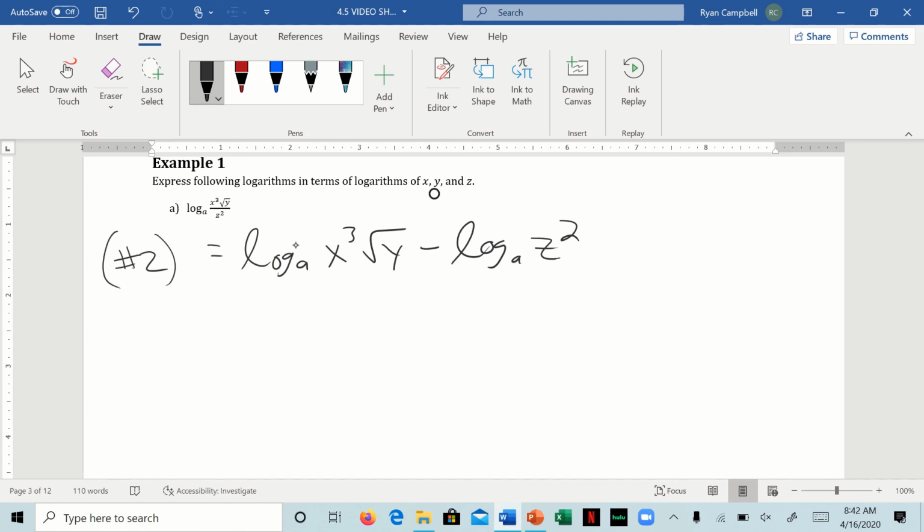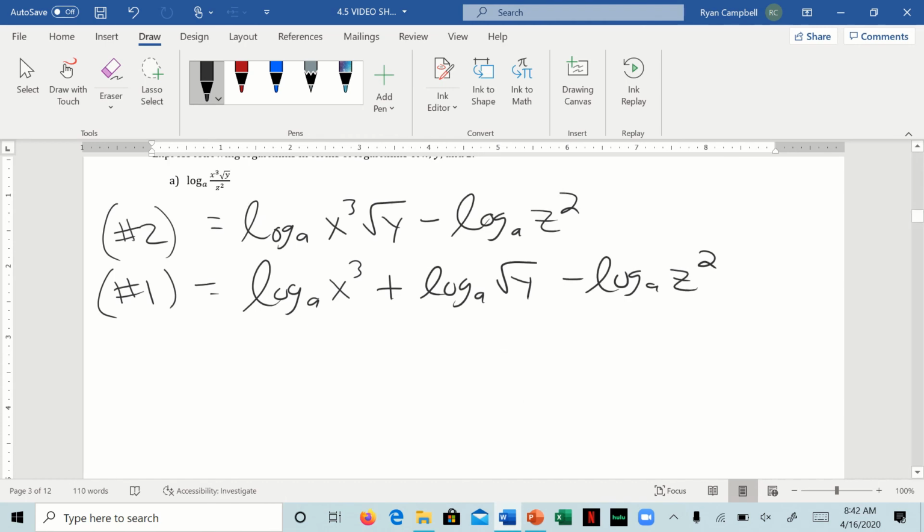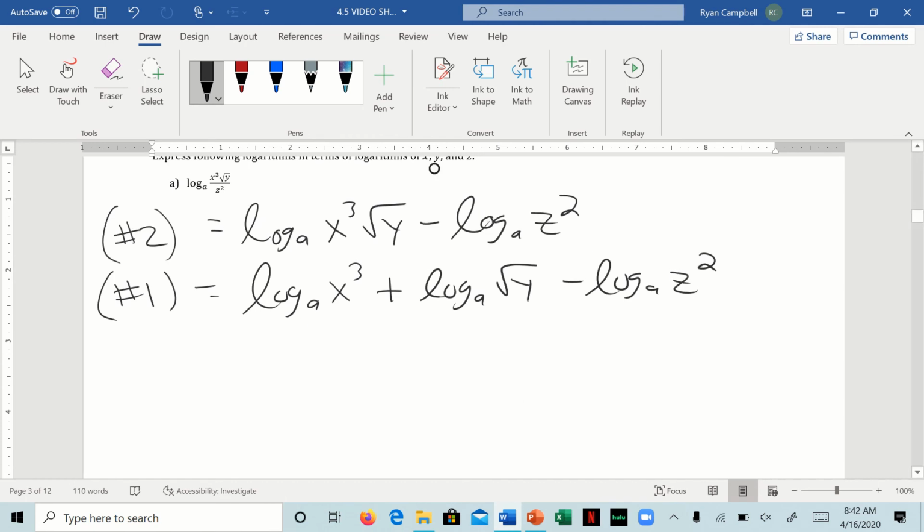Since we already have multiplication, we can use number 1. So log base a of x cubed plus log base a of the square root of y. Good. Now we can just use our exponent rules. So we can use rule number 3. So we can bring this 3 out front.